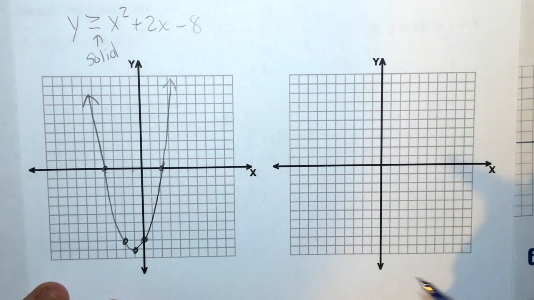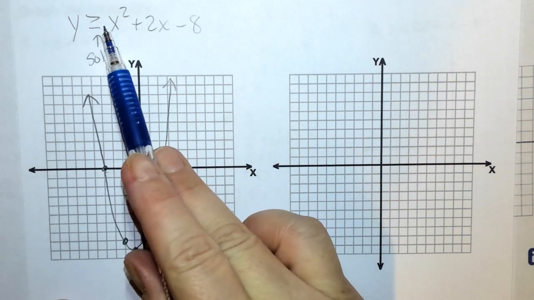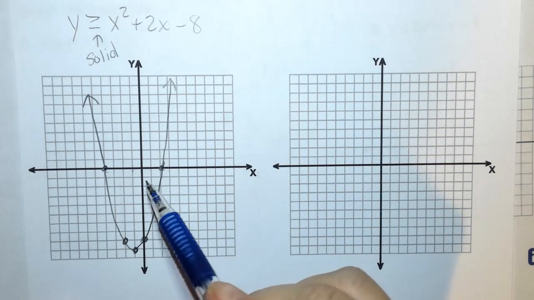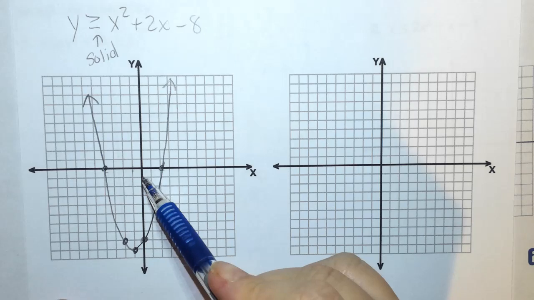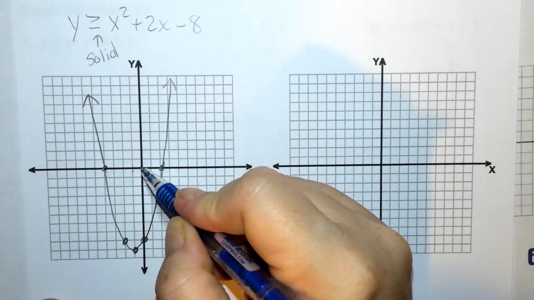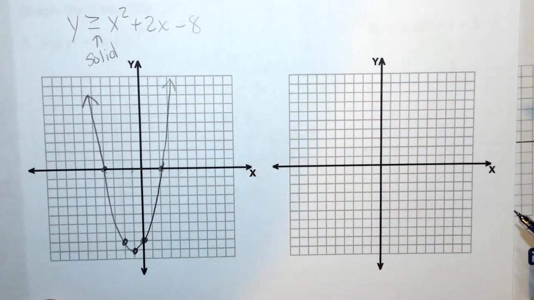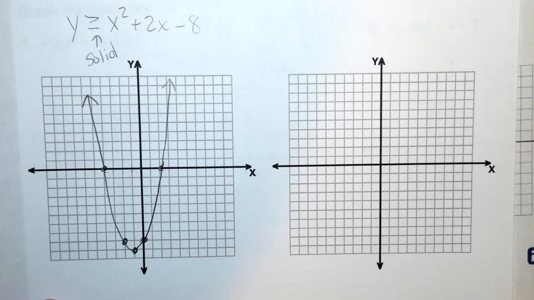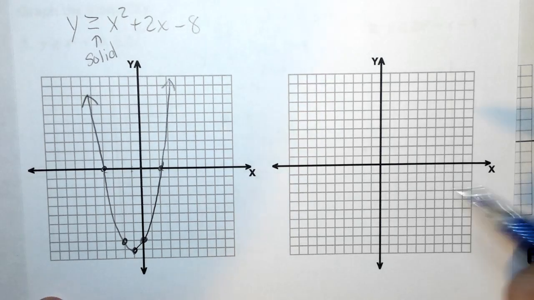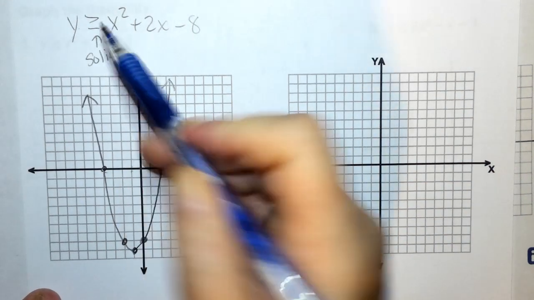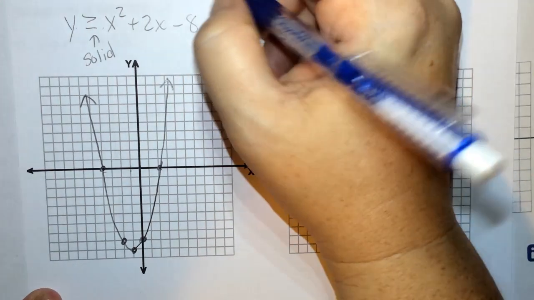Now we need to know which part to shade. Because it's y is greater than, I'm going to assume we're shading this inside part, but we're going to test it to make sure. Here's my favorite point to test, the origin, (0, 0), because it is not hard to work with zeros at all. So let's plug in 0 for y, 0 for x, and see what we get.